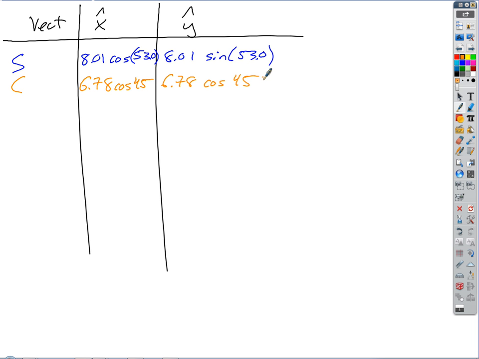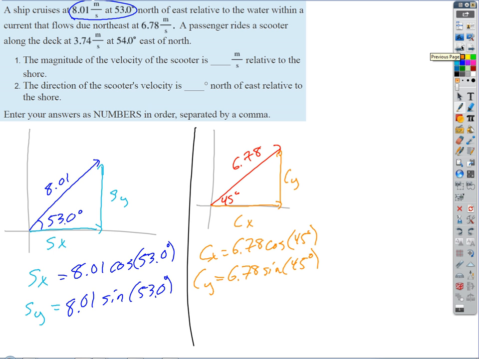Okay, and then last one we had was the passenger on the scooter. So we'll call it P for passenger, how about? So the passenger is going 54 degrees east of north. Ooh, tricky. 54 degrees east of north. So if I draw this then, that one's going to be green. That means that this is the angle, doesn't it? Right? Okay.